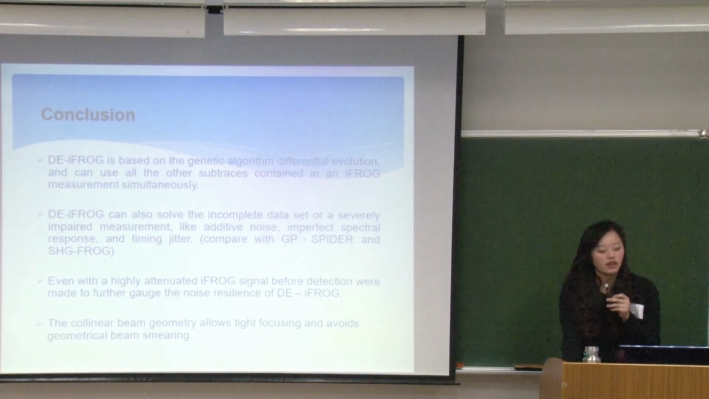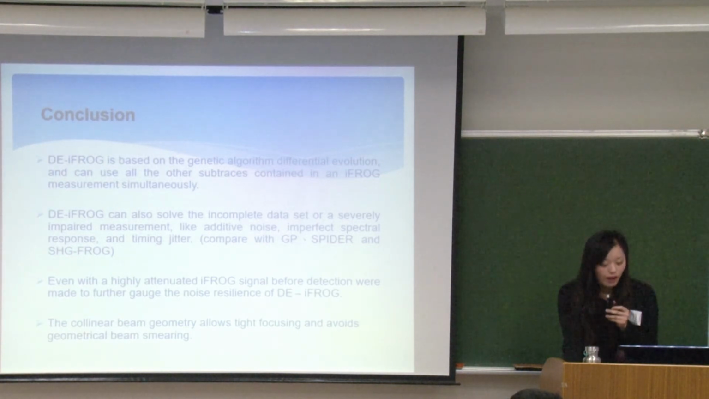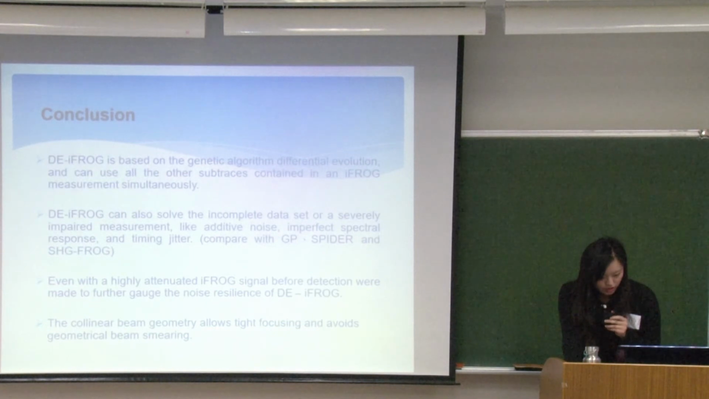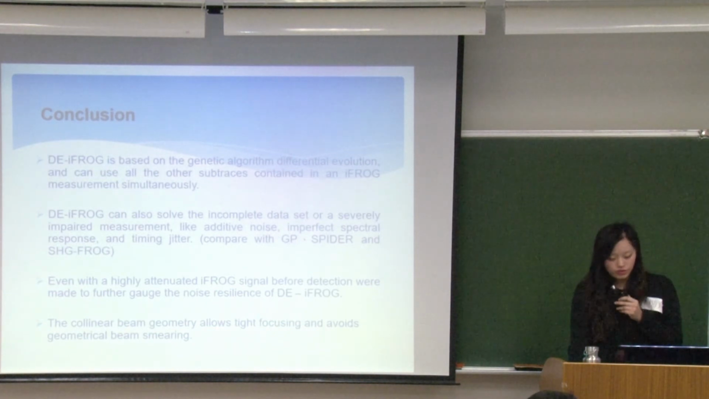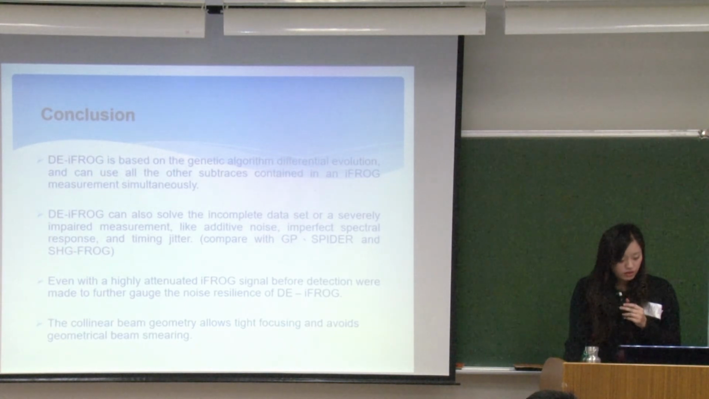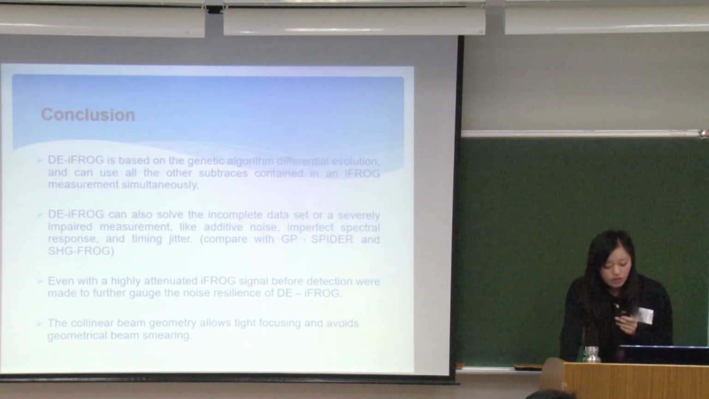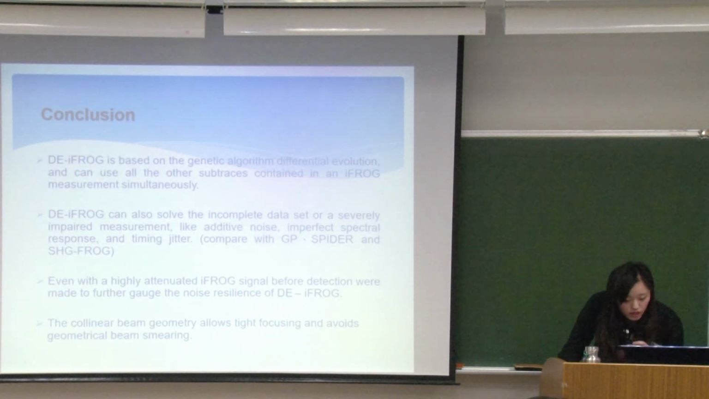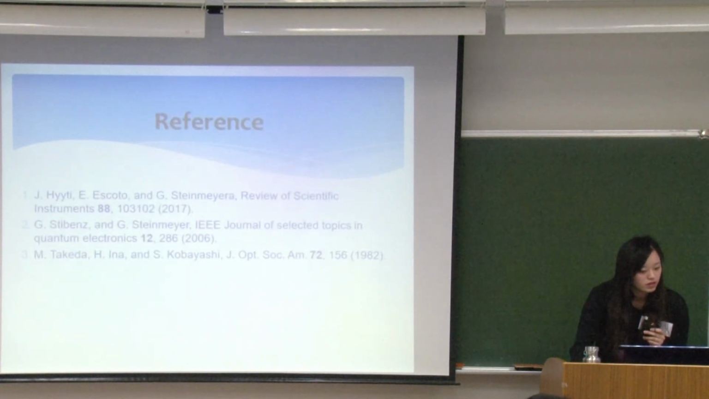And even with higher attenuation, IFROG signal before detection was made to further gauge the noise resilience of DE FROG. And the fourth is the collinear beam geometry allows tight focusing and avoids geometric beam smearing. And this is our reference.